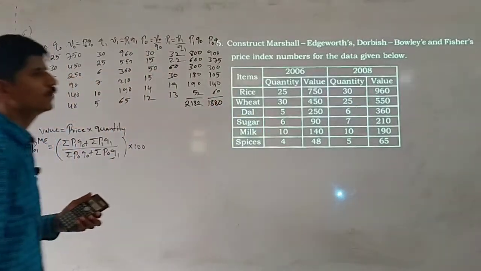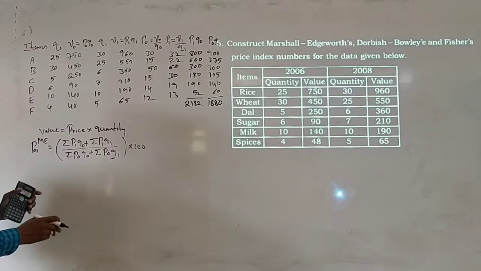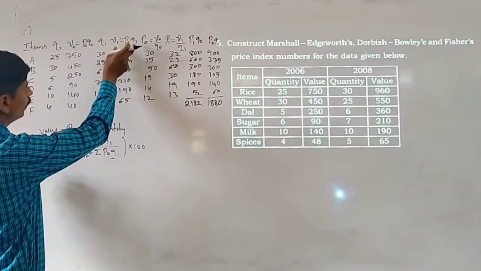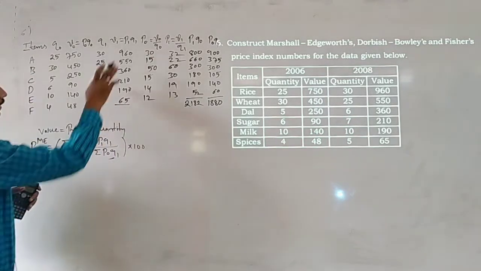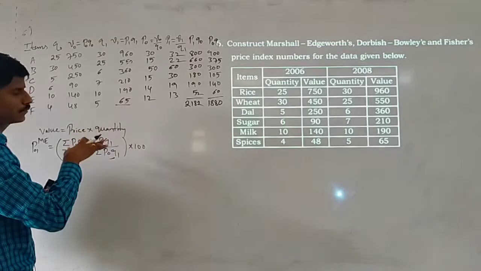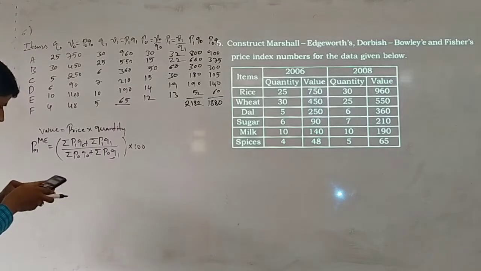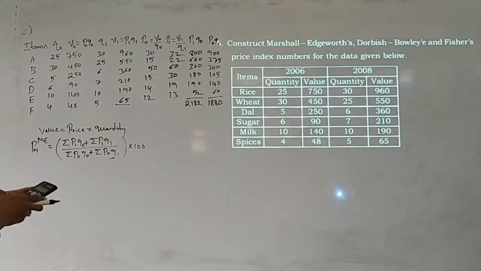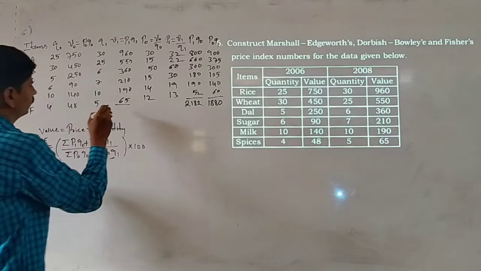1880. Sum of P0 Q1 is 1880. Okay. Next, we want sum of P1 Q1. Here they are given already as direct values, so there is no need to calculate P1 into Q1, because they are given directly: base year expenditure, base year value and current year value. Okay, P1 Q1, that is, add the values 960 plus 550 plus 360 plus 210 plus 190 plus 65 is 2335.